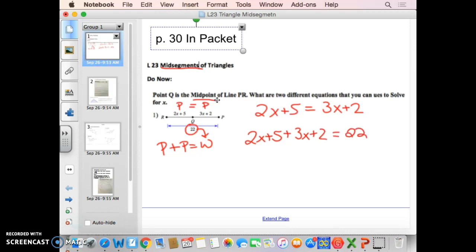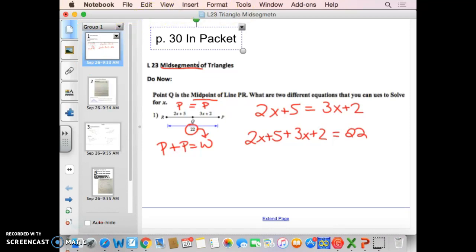In this situation, you didn't have to solve for x, but I just wanted you to see that there's two ways you could set up this situation, given the information that it is a midpoint. Okay, so thinking about that, today we're going to talk about mid-segments of triangles. So what do you think a mid-segment is? Well, it is a segment that actually cuts your triangle in half.